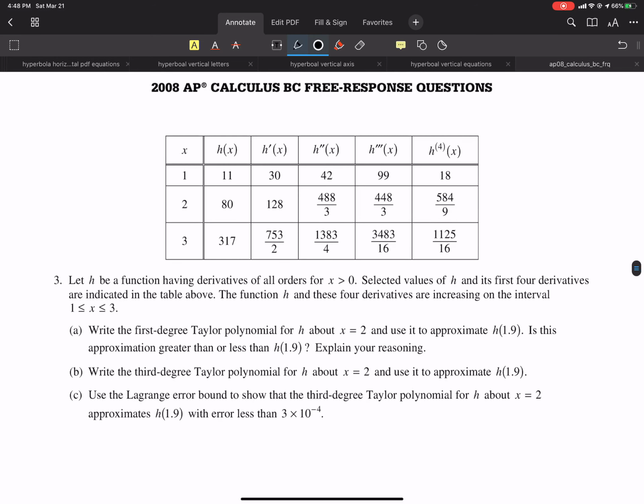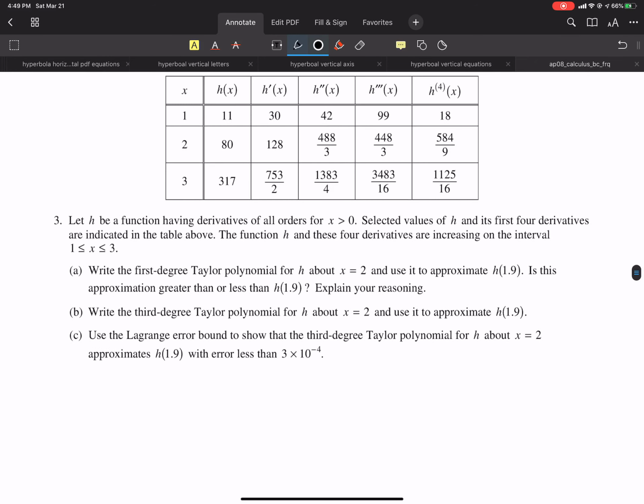Hey guys, this is the 2008 BC FRQ number 3, Form A. This one actually seems pretty nice. We need to notice a couple things. The derivatives up to the fourth derivative are all increasing. It's important to know. So let's go ahead and do this.